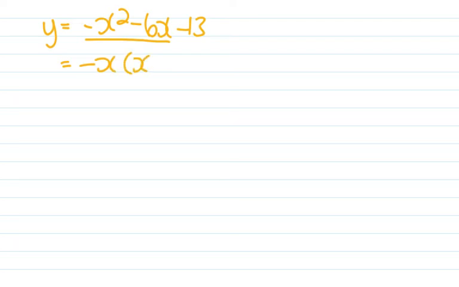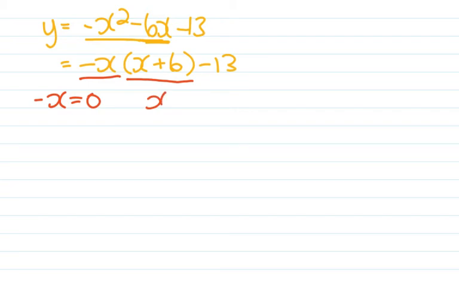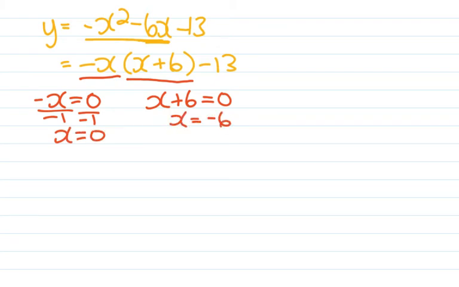Okay, the second example in that box says y equals negative x squared minus 6x minus 13. So again, this can't be factored, so I'm going to partially factor by looking at the first two terms. So I can take a negative x out of this. So negative x, bracket, x plus 6, because I'm dividing by a negative, and then that negative 13 on the end. I'll split this into two sections and look at each one separately. So negative x equals 0, and x plus 6 equals 0. Divide by negative 1, x still equals 0. Subtract 6 from both sides, x equals negative 6.